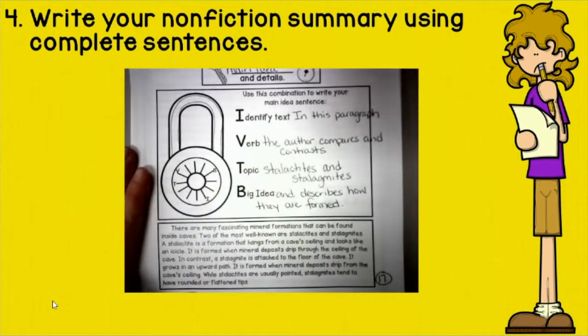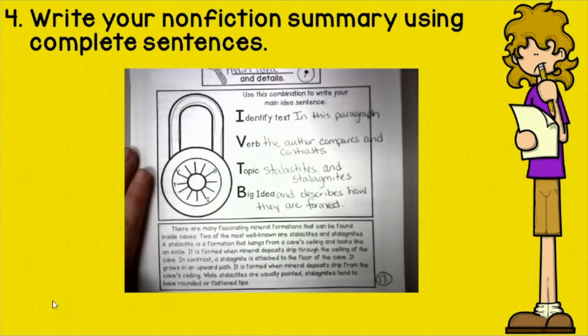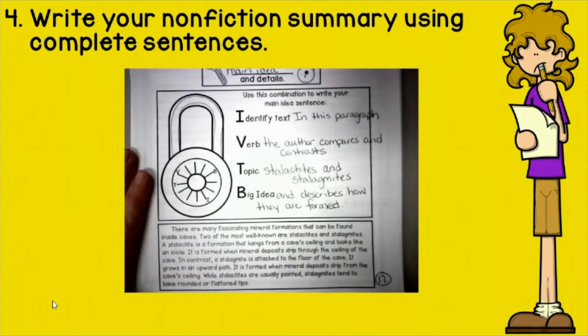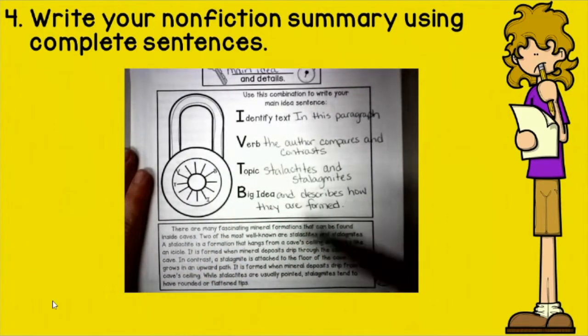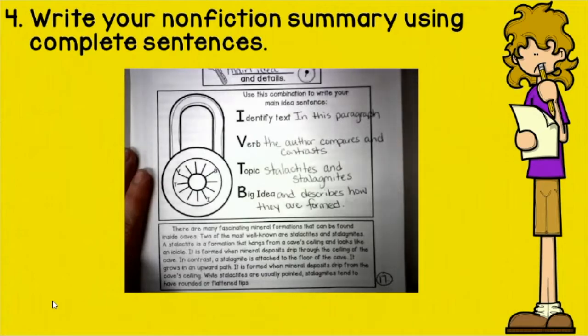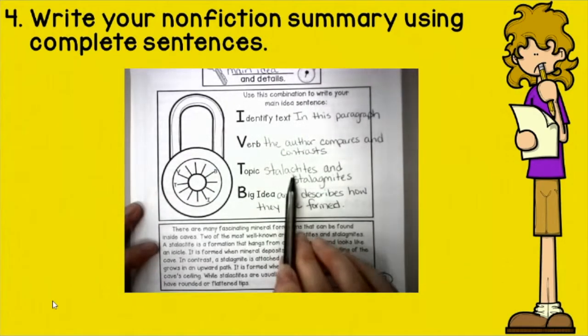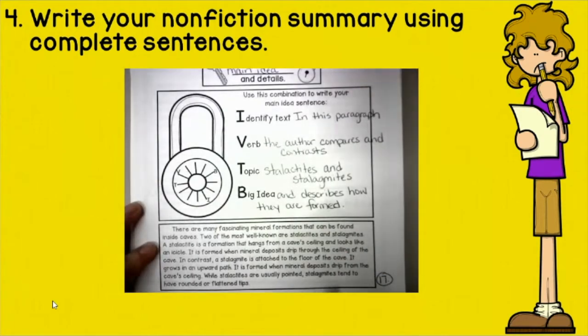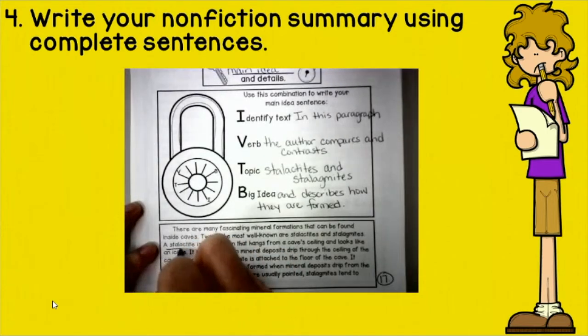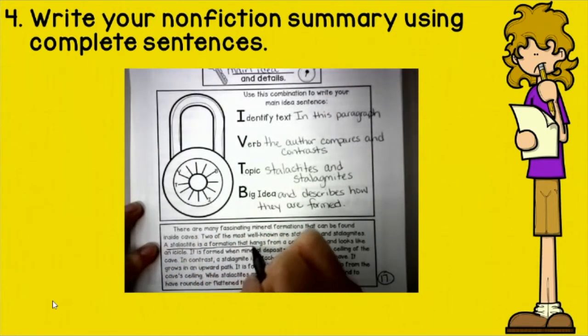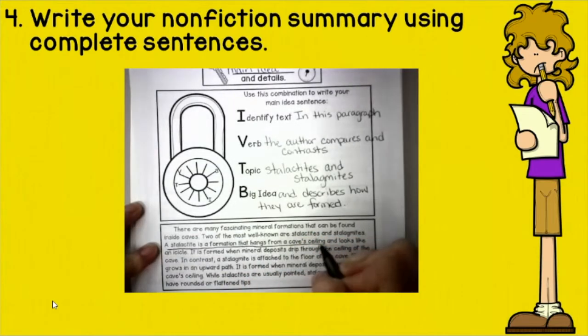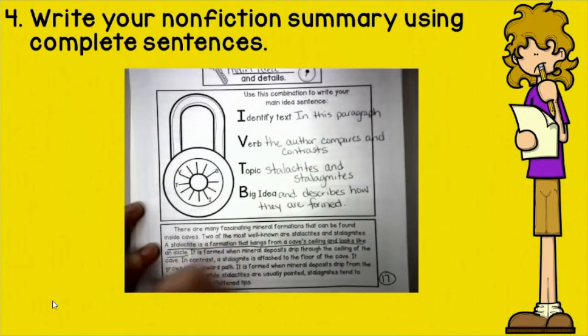Do you remember? 2 to 3 what? 2 to 3 details. Now, I'm not going to ask you to jot down the 2 to 3 details. Let's just pick up our pencils and let's find them and underline them. Okay? So if we're looking at how they're formed, how are stalactites formed? What could I underline in here that would tell me that? Can you find it? All right, so it says right here, a stalactite is a formation that hangs from a cave ceiling and looks like an icicle.